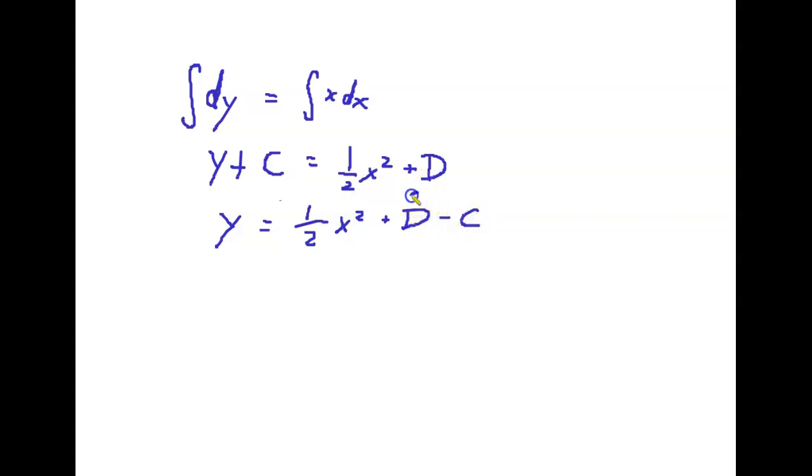Now here's the thing to realize. This whole thing, this d minus c, is just some other constant. So let's say that d was 7 and c was 5, then d minus c is just 2. So the point is you don't need to put both constants. d minus c is just some third constant. So instead of confusing the issue, we usually just write this as c.